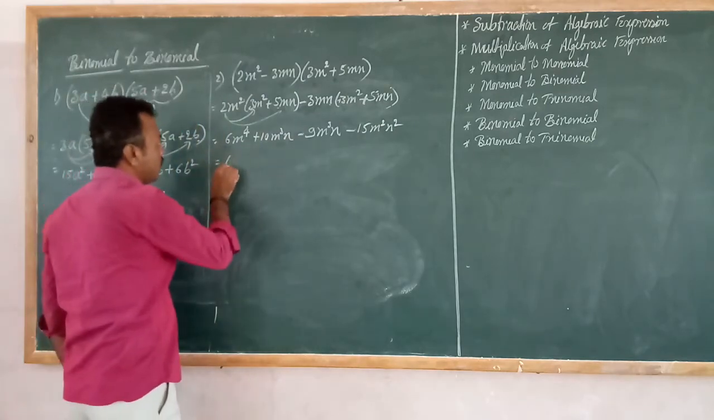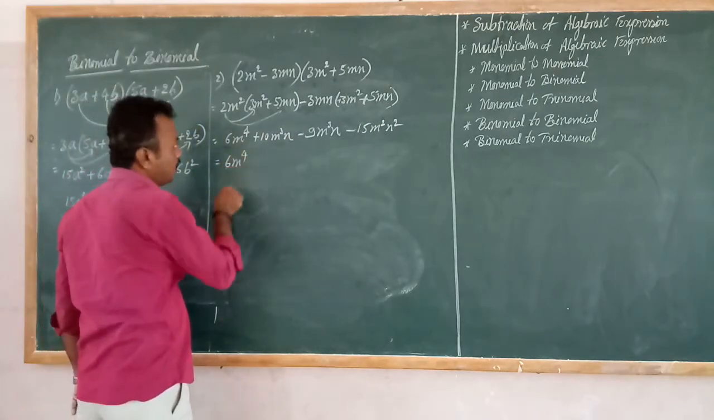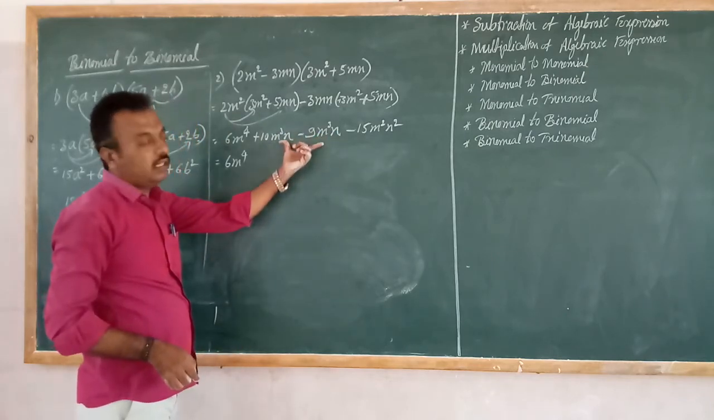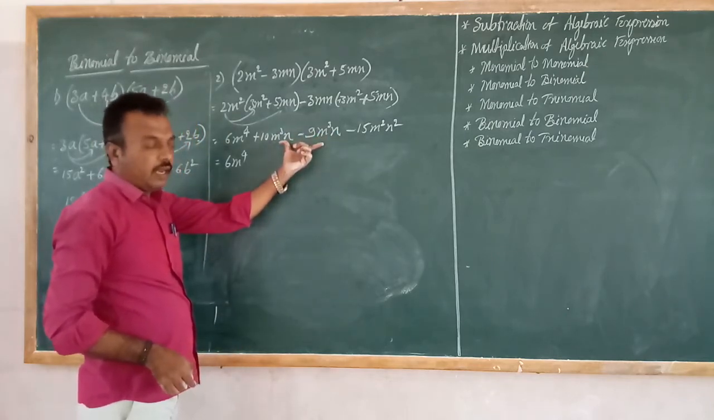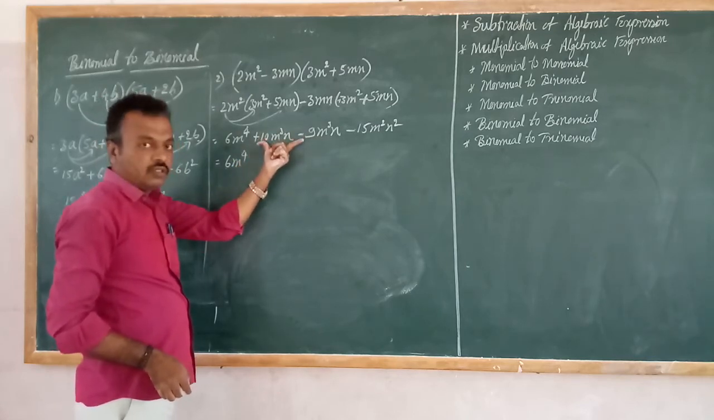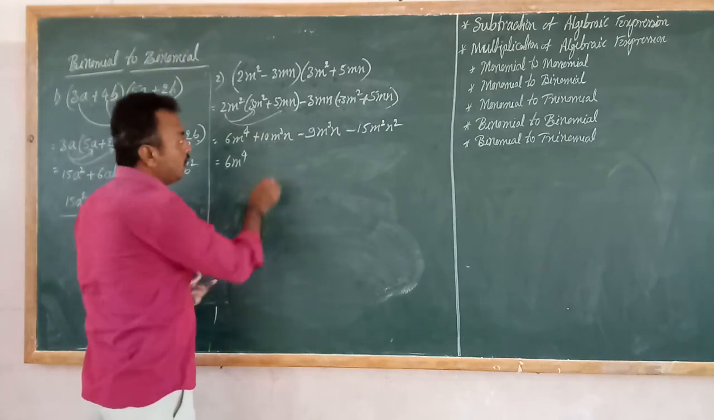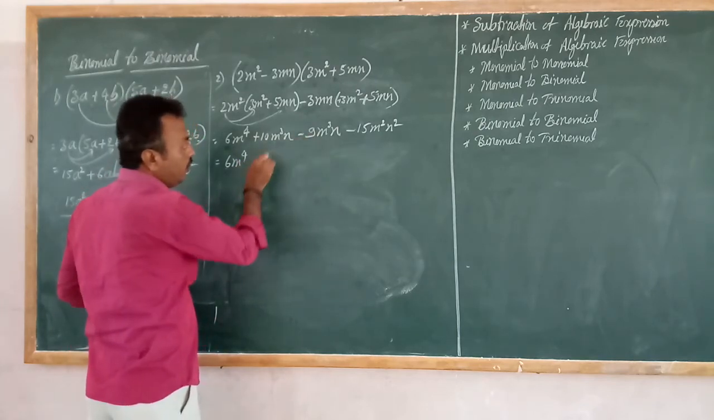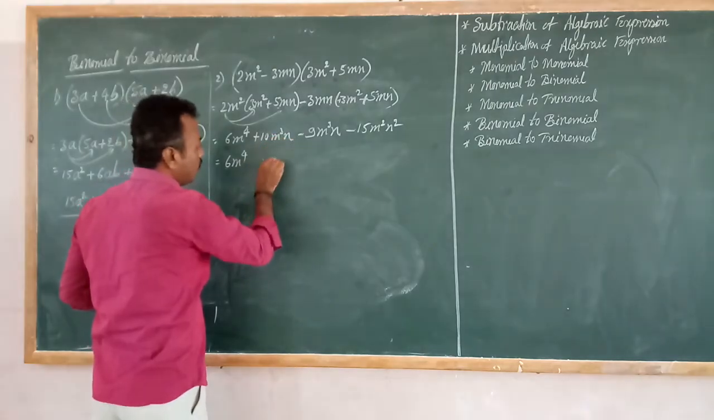Now see, 6m power 4 I will write as it is. So these two are the like terms. So these like terms we can easily subtract or add. But here negative sign is there, here plus is there. The signs are different, so we have to do subtraction. 10 minus 9 becomes 1. We need not put 1. m cube n as it is.